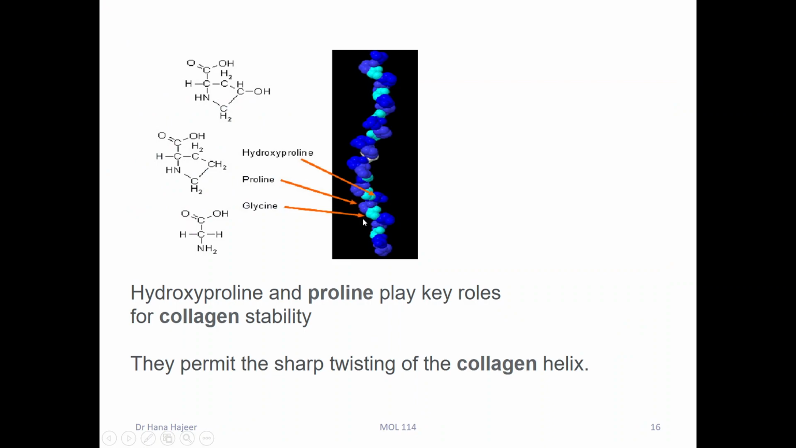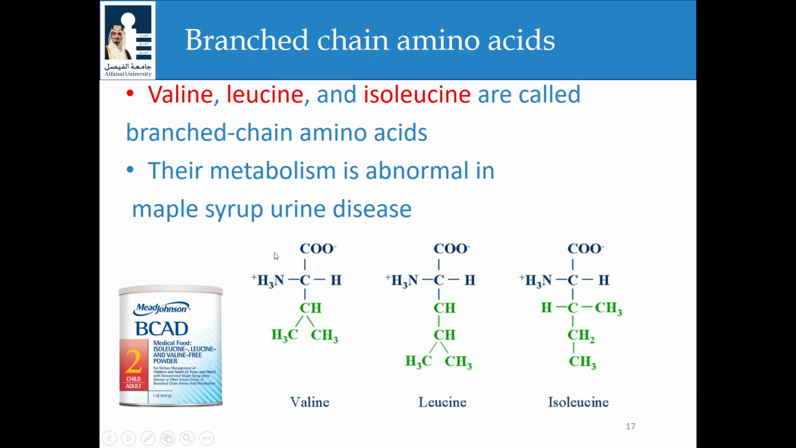Okay, and here again is proline and a modified version of proline in the collagen. So we need proline and hydroxyproline in collagen because of their bulky structure, which causes this twisting of the collagen helix. So we're done with the bulky proline.